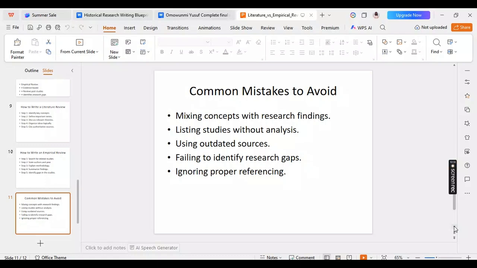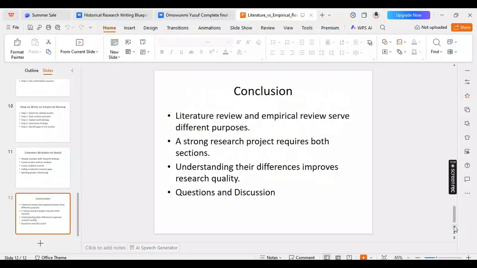Failing to identify research gaps, don't fail to identify a research gap. What is the gap in that work? What is that thing that the person didn't do that your work is going to do differently? And ignoring proper references. You have to understand that some departments require in-text citation, that is, with every work you are doing there must be in-text citation. Some require referencing, some require endnotes. I've shown you the differences. Some require you to finish the work before you include references. Some will require you to use in-text referencing, either APA or MLA. So understand what your department wants and work along with it.